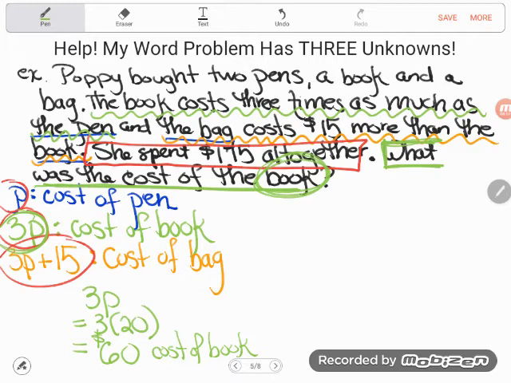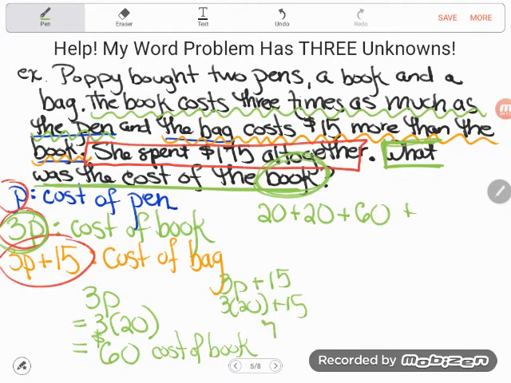Okay, so Poppy bought 2 pens, and we just said that the cost of a pen would be $20, so that'd be 20 plus 20, or 2 times 20. And then she bought a book. We said the cost of the book would be $60. And then she bought a bag. The bag was 3P plus 15. So 3 times 20, we already know, is 60. Plus 15 would be $75. So $75 for the bag.